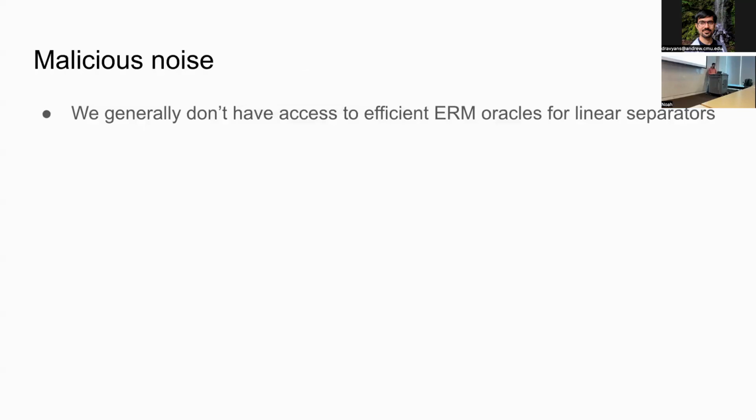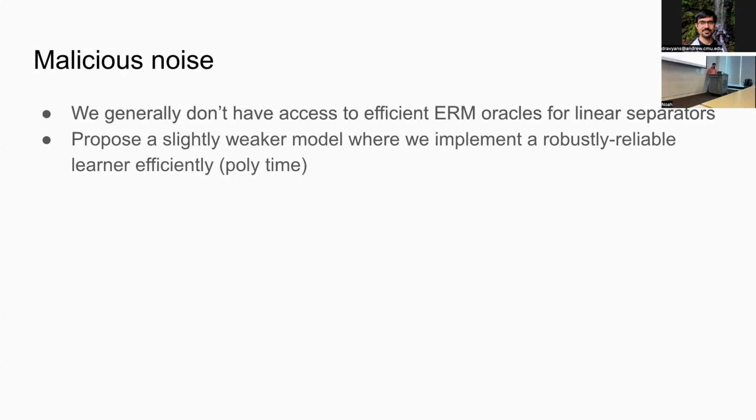Right. So in general, we don't actually even have ERM oracles for linear separators. So the question of implementation still remains, even if we have this guarantee of high probability mass, of reliability being certified on most of our points. Can we actually efficiently implement this? We are able to do this in a slightly weaker model, where we are able to do this in polynomial time.